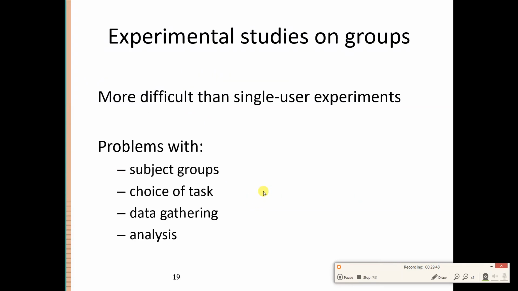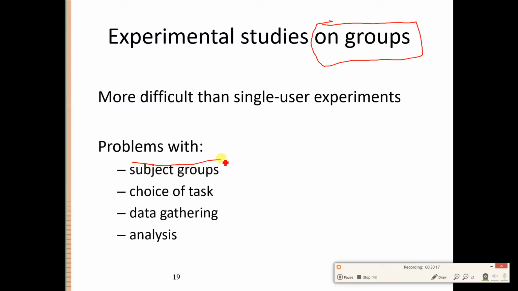Now let's talk about experimental studies on groups. We are doing experimental studies, but we are performing them on a group, not on an individual. So many people are involved in these studies. They are more difficult than the single user experiment. If the users are involved and we are testing the system with multiple users, then it will be difficult. Why?